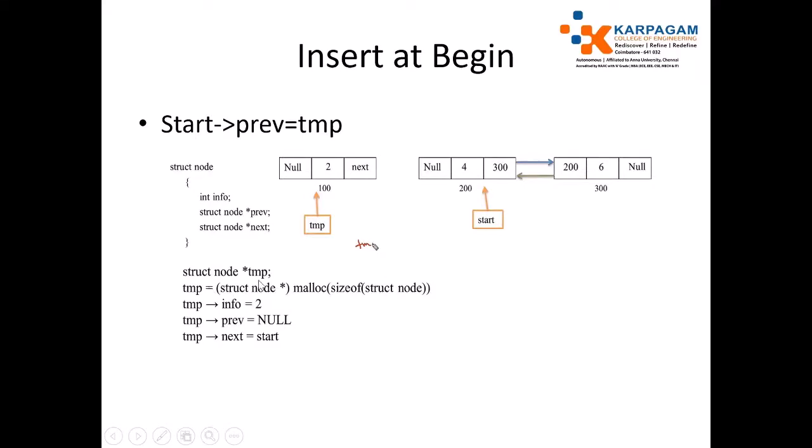First you have to create a new node, allocate memory for that and set the value, and set new node's previous equal to null. Then new node's next, that is temp of next, equal to start, that is the head node, for making the connection with the head node, and we need to set start of previous equal to the new node, that is temp. Okay, this is the concept of insert begin. So now the implementation.